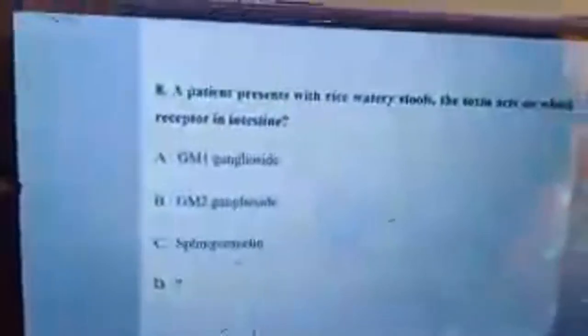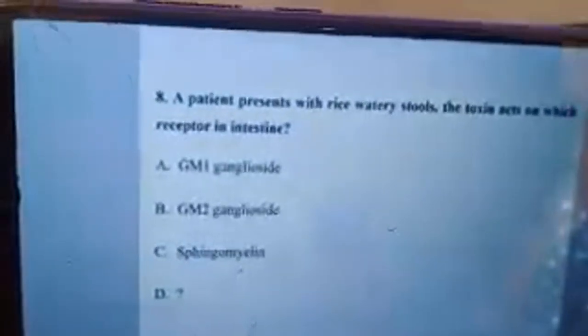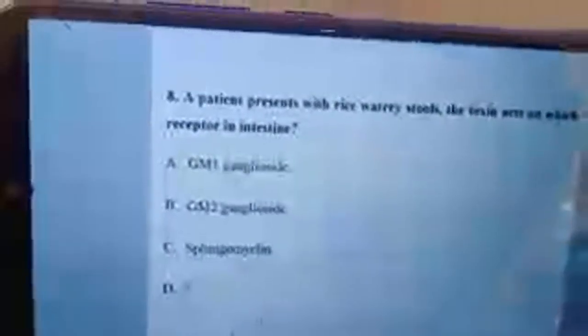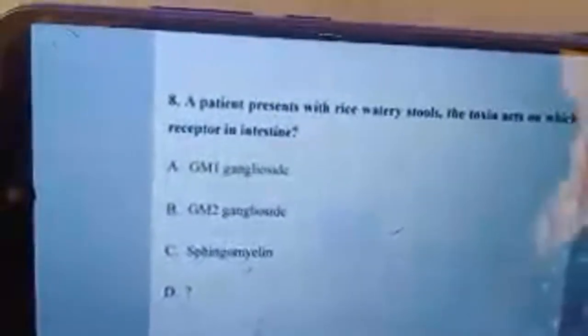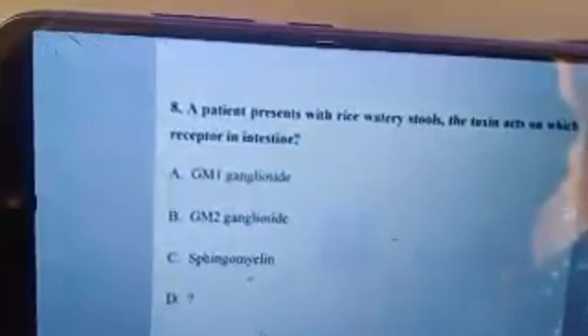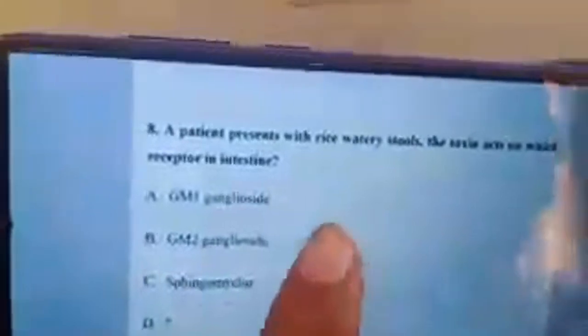A patient presents with rice water stools, the toxin acts on which receptor of the intestine? Rice water stool means it is cholera, and cholera acts on the GM1 ganglioside and produces toxin. The toxin acts on this receptor and causes rice watery diarrhea. Okay, so the answer here will be GM1 ganglioside. So next question.